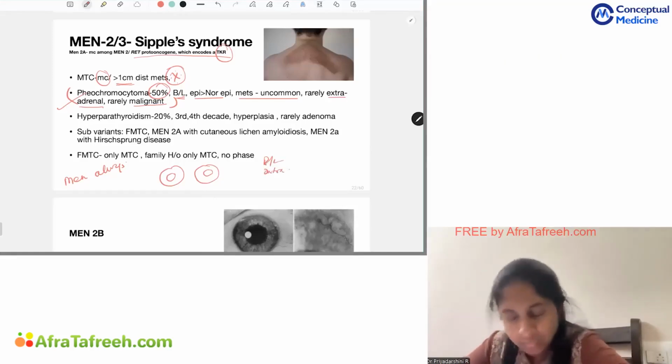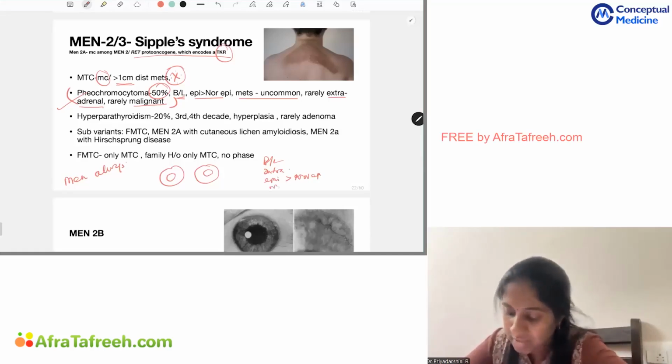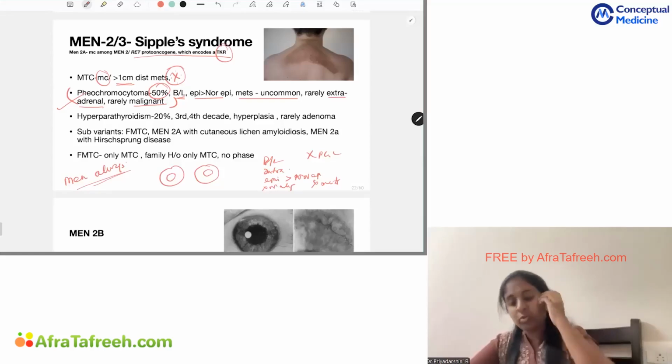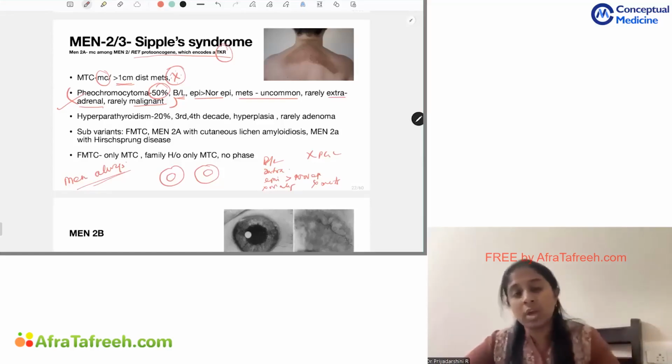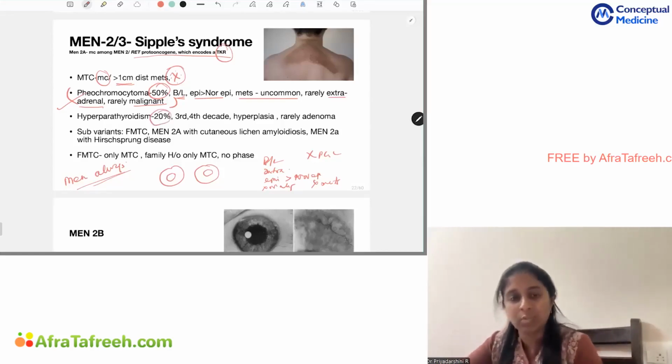Secrete proper epinephrine is what we do. So it will be secreting more epinephrine than norepinephrine. Only epinephrine will be there. Don't go for a metastasis, we will tell. So no malignancy, no metastasis, and no paraganglioma also. Only it will be staying. So usually the pheochromocytoma in MEN2 syndromes would be always obeying the rules. Hyperparathyroidism comes in around 20% of patients, usually in the 30 to 40 decade, hyperplasia and rarely adenoma, just like in any MEN syndrome.